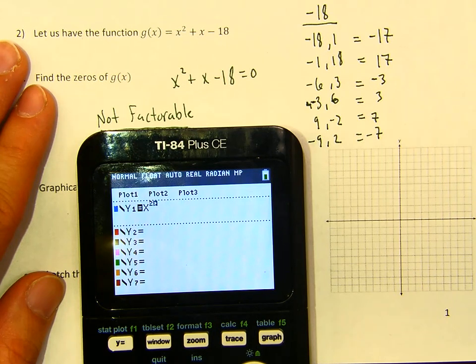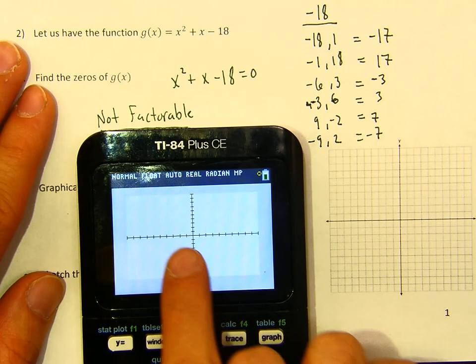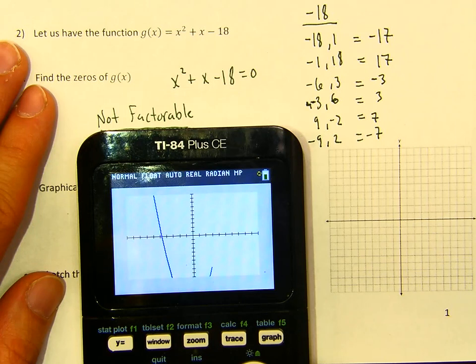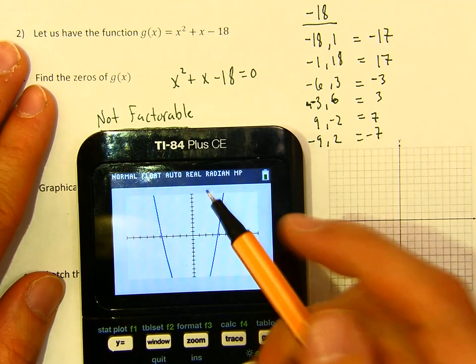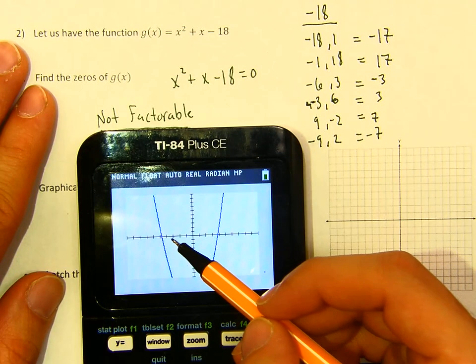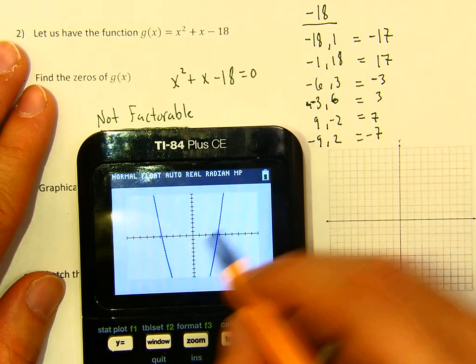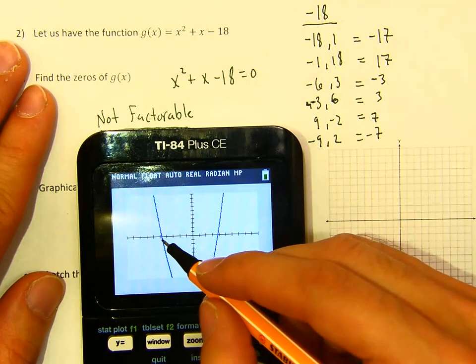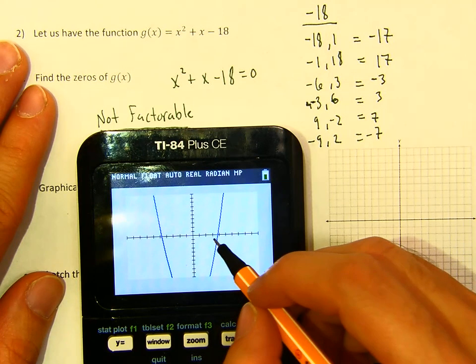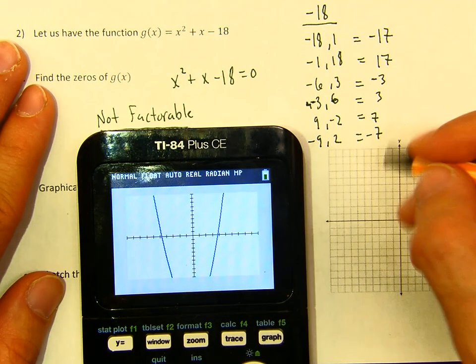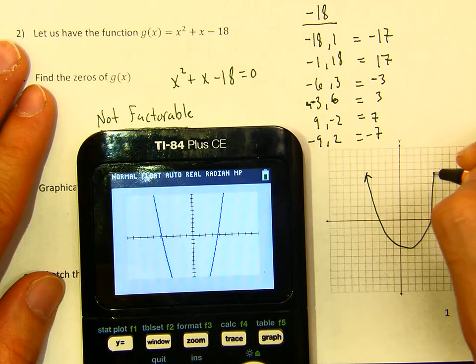Okay, so x squared plus x minus 18. Okay, I hit graph. Notice that for this graph over here, it does hit the x-axis. It hits it at 2 points. Notice it hits it at 1, 2, 3, 4, 5. So it's somewhere between negative 4 and negative 5. And the other one is between 3 and 4. So this does have two solutions, okay?